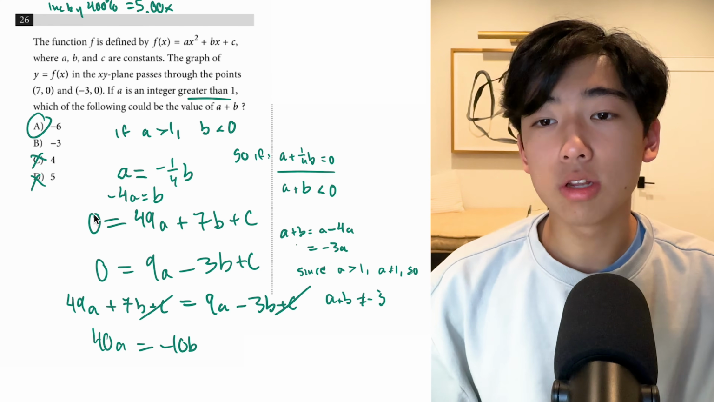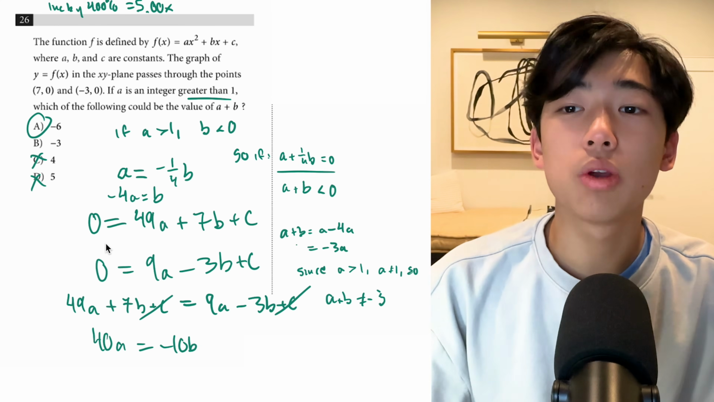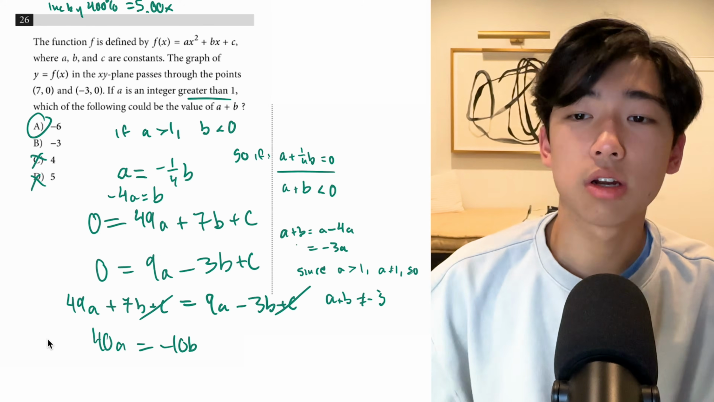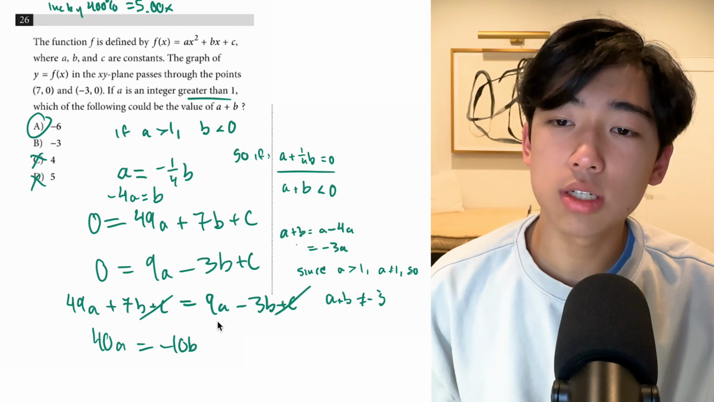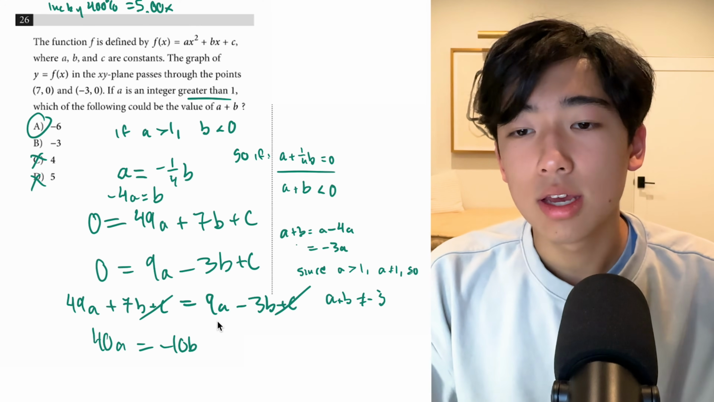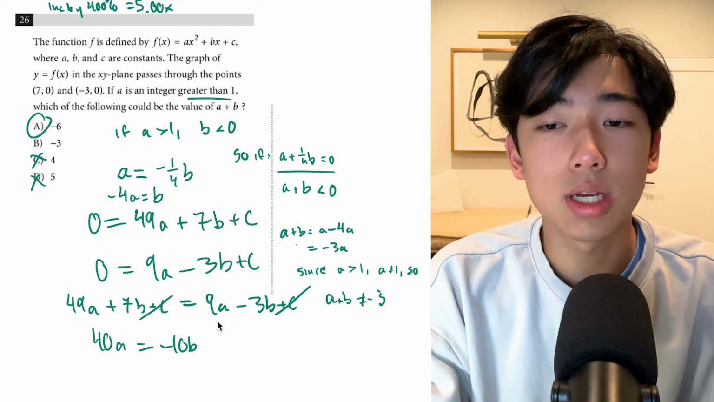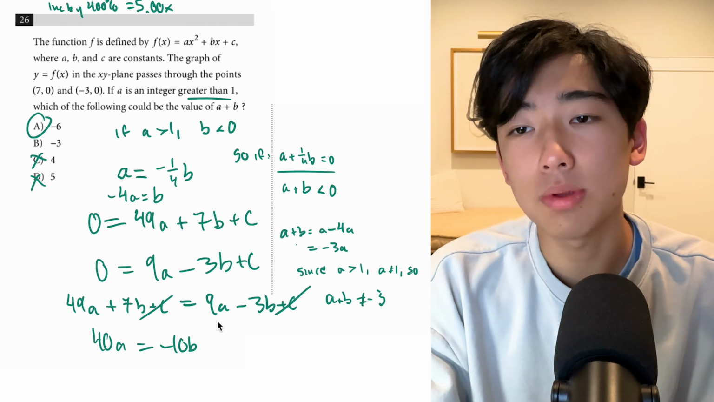Since these are both equal to 0, we can say that those two are equal to each other. And then here we get this equation. We can cross out c because those are both constants and they are both on the same side. And then we can put like terms on the same side. So you get 48 equals minus 10b.